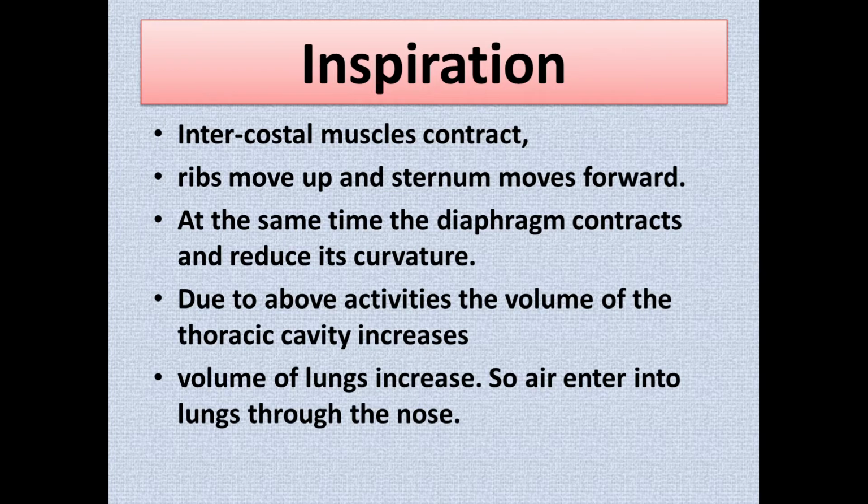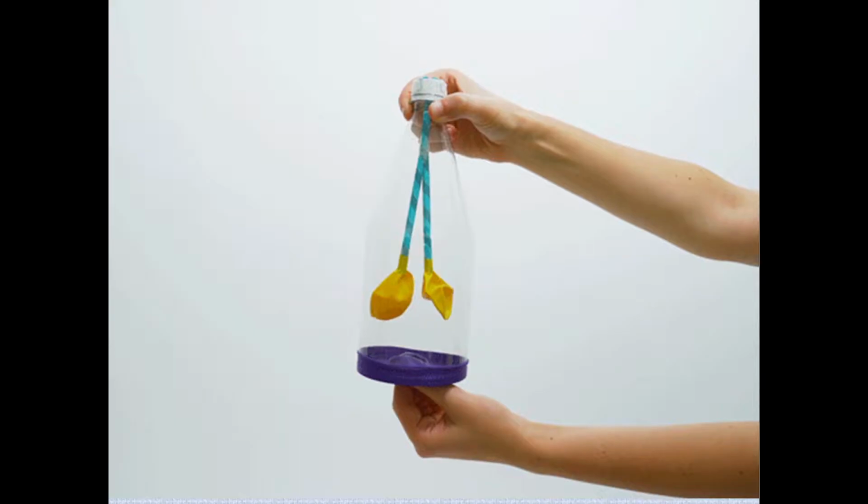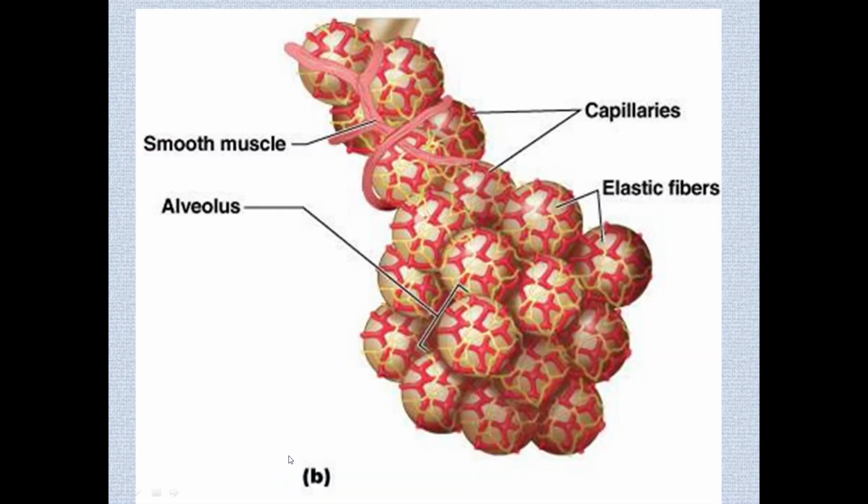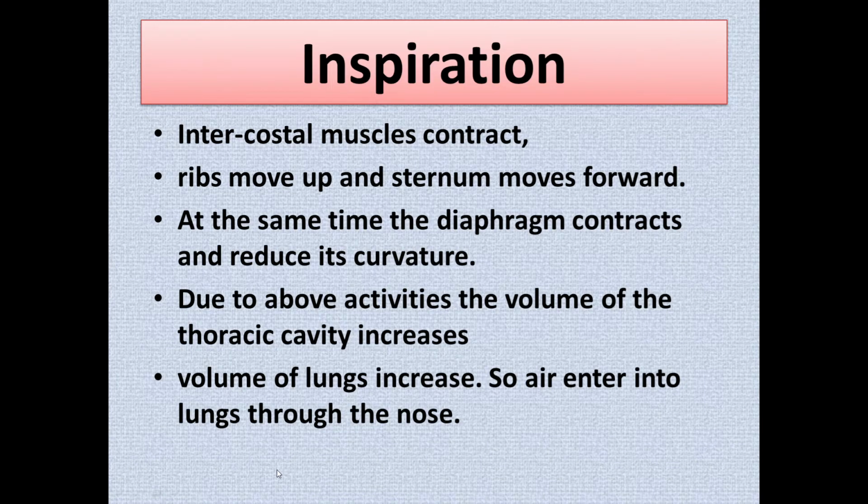The intercostal muscles, the muscles between the ribs, contract. When the intercostal muscles contract, the rib cage moves forward and upward. The sternum of the rib cage moves forward and upwards. At the same time, the diaphragm contracts and reduces its curvature. Due to these two activities, the contraction of the intercostal muscles and the contraction of the diaphragm, the volume of the thoracic cavity increases and the pressure inside the lungs decreases, so the air comes into the lungs through your nasal cavity. The process is known as inspiration.